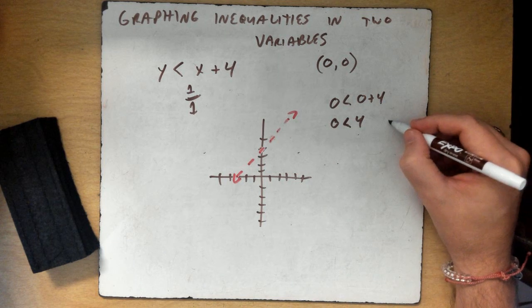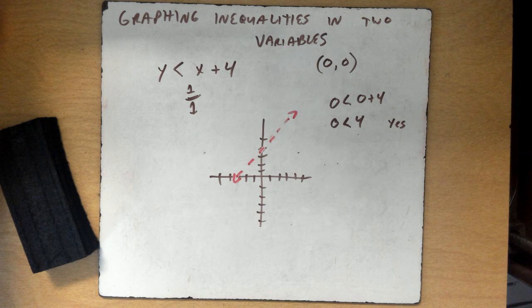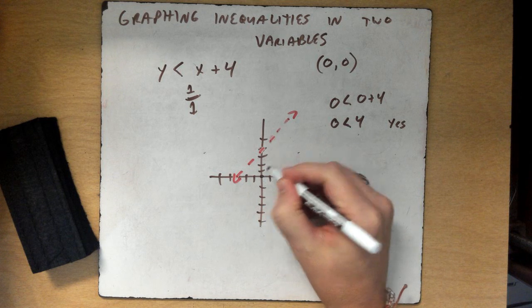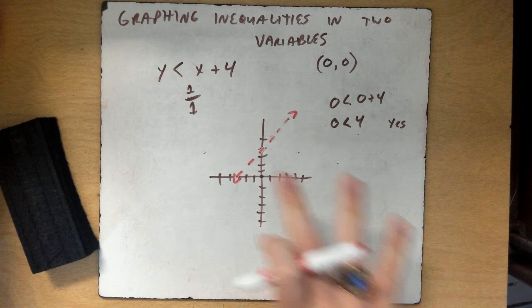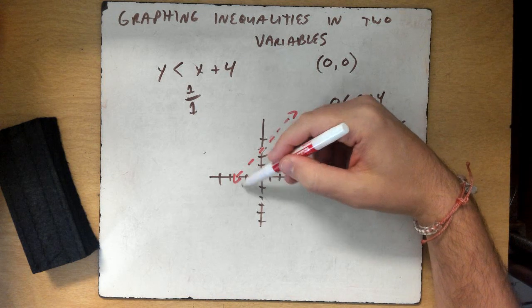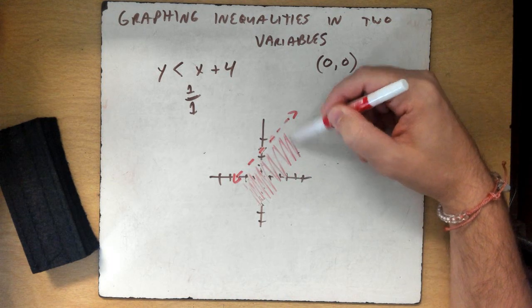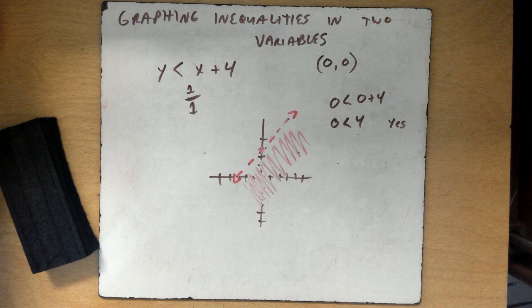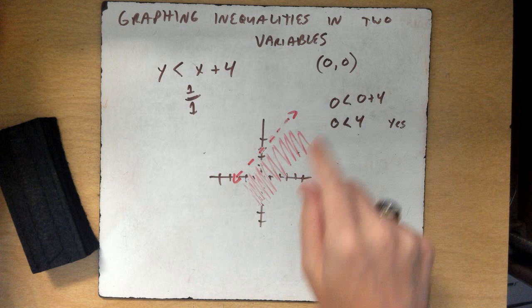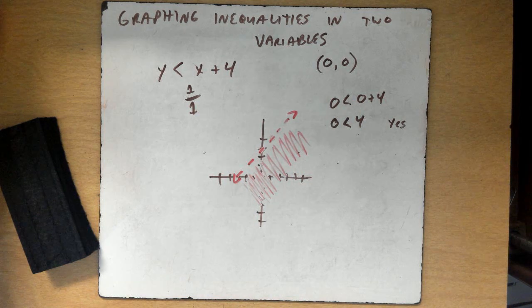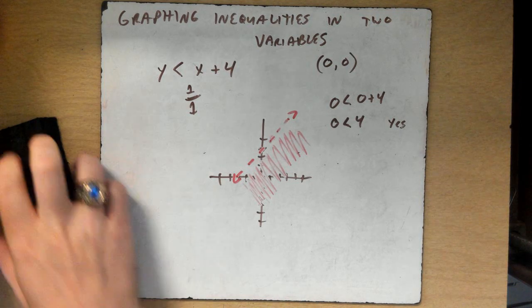Yes, it is. So when I shade, my 0, 0 is here, that's my origin. If it's yes, you shade towards the origin. So all of that is going to be shaded in, because all these answers can be plugged in to work. So that's how that one works. Don't worry, we'll do another one.